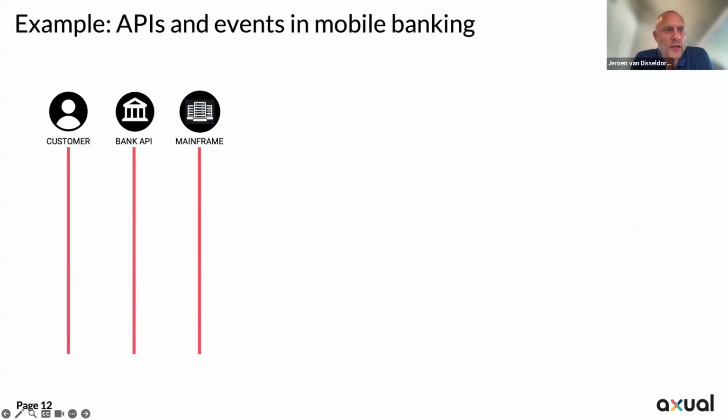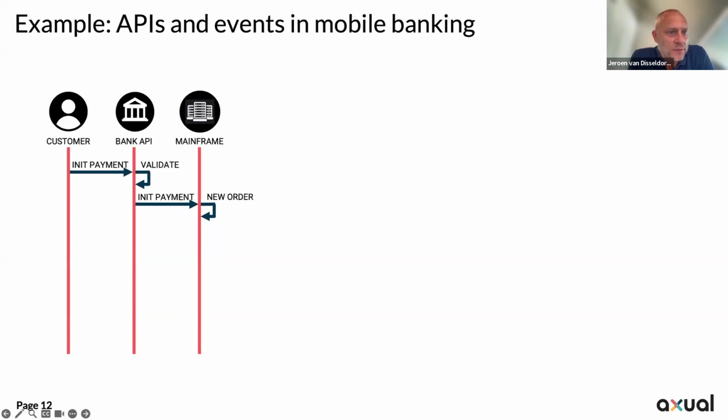So let's look at an example of mobile banking. In this case, you see a customer that approaches a bank API, behind which is a mainframe to do the transaction processing. And the customer uses a mobile phone to do all the calls to the bank API. So let's assume that he wants to transfer money. In banking terms, that means initiating a payment.